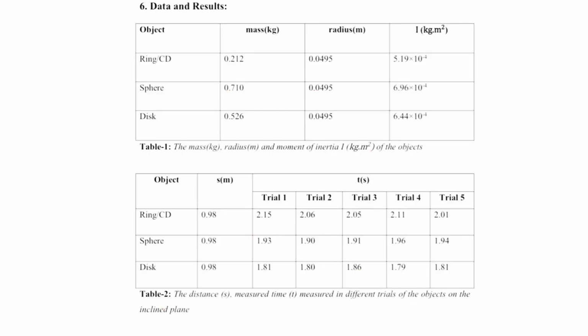In my experiment, the ring had the longest descent time, while the disk was the fastest. The sphere was expected to be faster than the disk, but in practice it was slower, mainly because of its larger mass and tendency to slip.